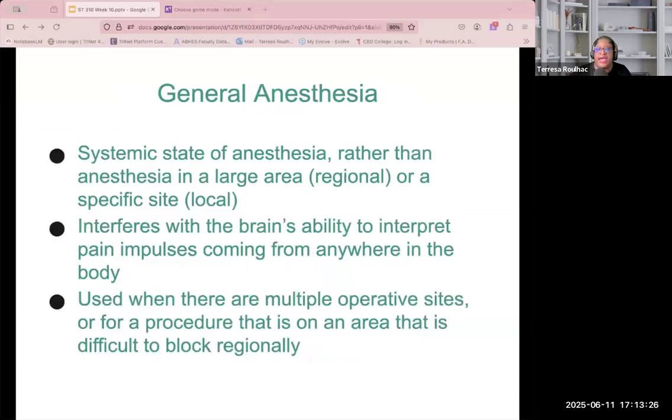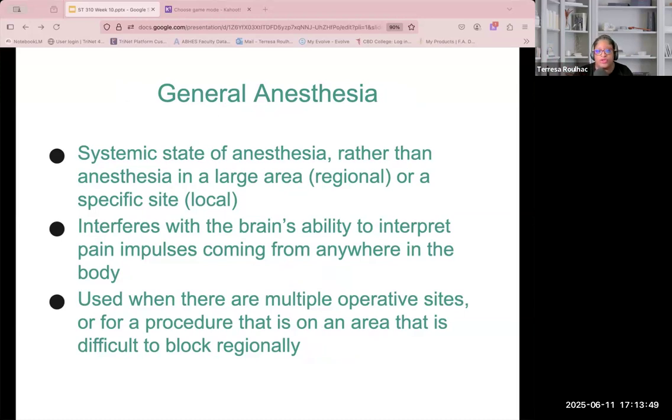So, with systemic anesthesia, this is going to affect the entire body rather than just a specific area, regional, or a site, which is local. You may see these terms again. But how does it work? It prevents the brain from interpreting pain signals from anywhere in the body, kind of cuts it off.